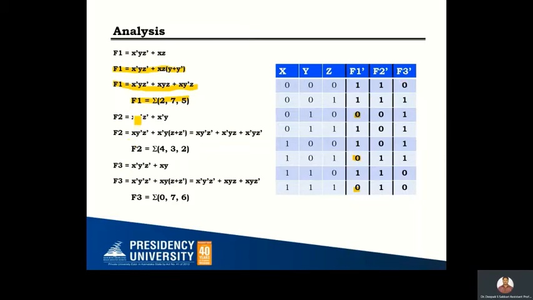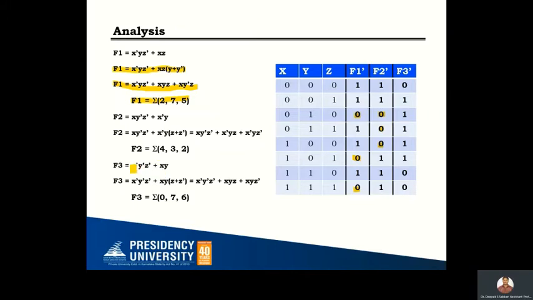Similarly, F2, x y bar z bar plus x bar y. That we are going to expand by including the missed variable. Missed variable means here z is missing. How can we include z? I cannot include z directly, right? I can include it as 1. 1 is nothing but z plus z bar. So if you expand, you will be getting 4, 3, 2. That is x y bar z bar plus x bar y z plus x bar y z bar. So here you can see 2, 3, 4. These three options we are giving active low because the output is active low, right? So that is why.